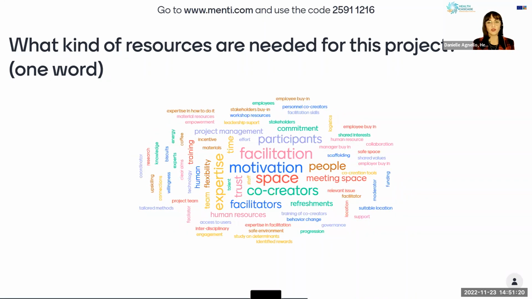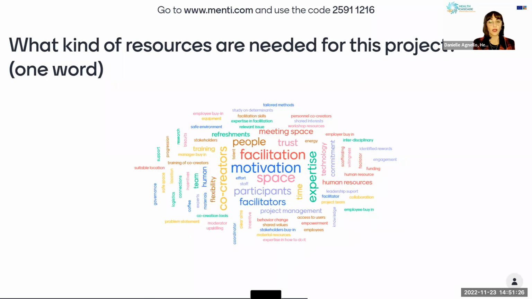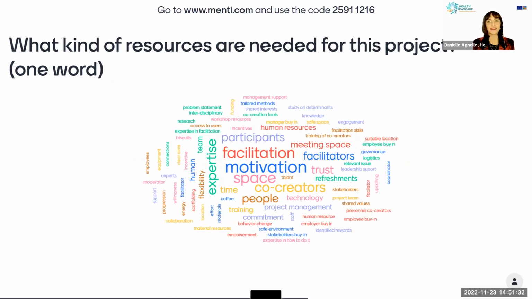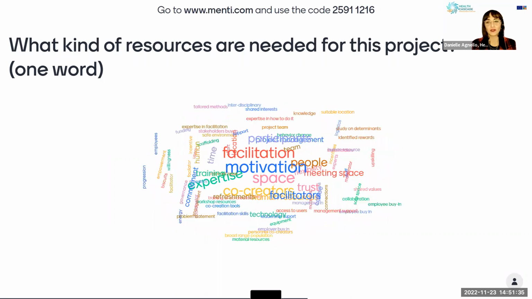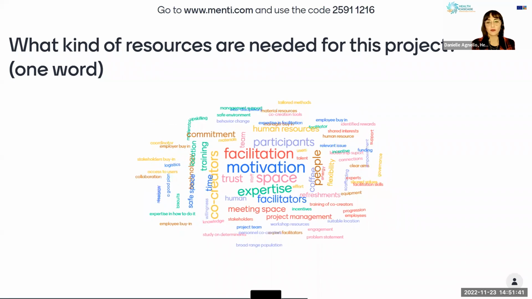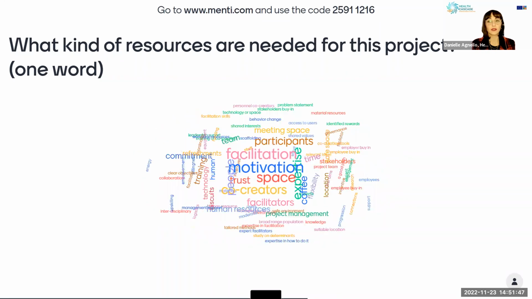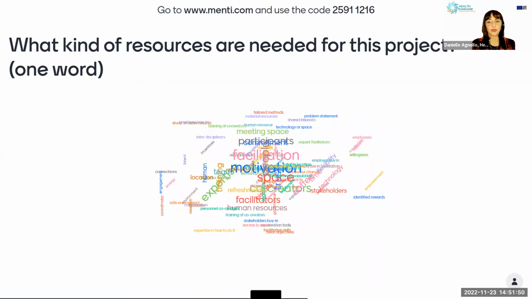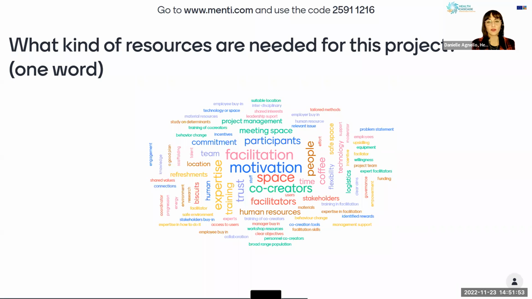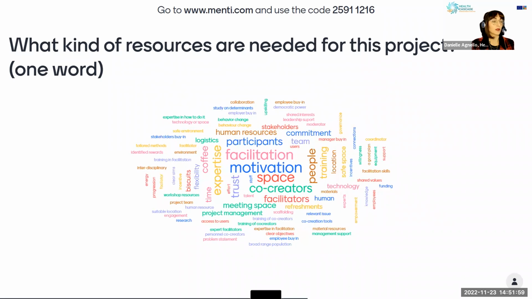People, space, motivation, training of co-creators, a very important aspect. Biscuits, we like that one. People definitely need food in order to think and engage, yes. We need no low blood sugar in a co-creation project. Employees, so definitely in this case we need to consider the employees. Employee buy-in I'm seeing come up, have some clear aims. It's very dynamic, but while people are still putting in their inputs, I'm going to invite Mira to come in again and comment a bit about some resources they needed in their project.